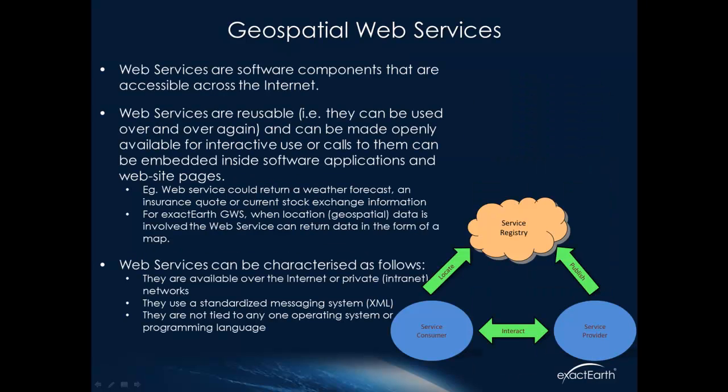So really the way in which we do this is we're taking the very, very traditional approach of web services, but in this case they're geospatial web services because of the location component. And I thought I'd just spend a very few seconds here on the technical aspects of what a web service is, in case it's new to people. Web services are essentially software components that you make available across the internet. It's something you can interact with. They're reusable in the sense that they sit there and they wait to do their task as instructed, and they're made openly available for people to interact with them. And you can embed these web services calls inside software applications and even website pages.